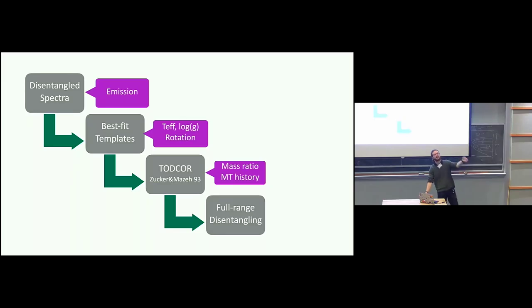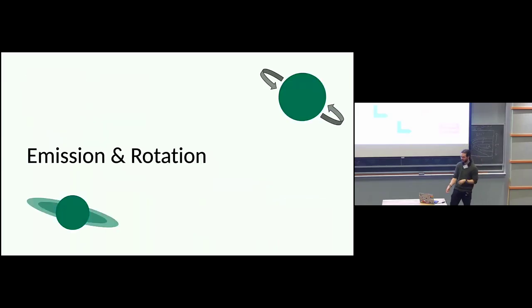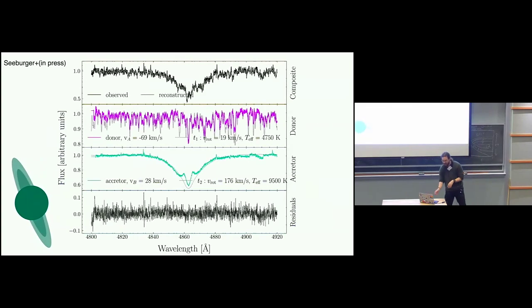We split it into boxes, and for each box we try and fit the flux ratio, the light ratio, for this specific wavelength bin, which is kind of like a flux ratio as a function of the wavelength, but piecewise. So thinking about emission and rotation, here's one of our targets that we've disentangled. On the top we see the observed spectrum, so the composite that has the 2 components in it. The middle two panels give us the donor and the accretor spectrum, and the bottom is just the residual.